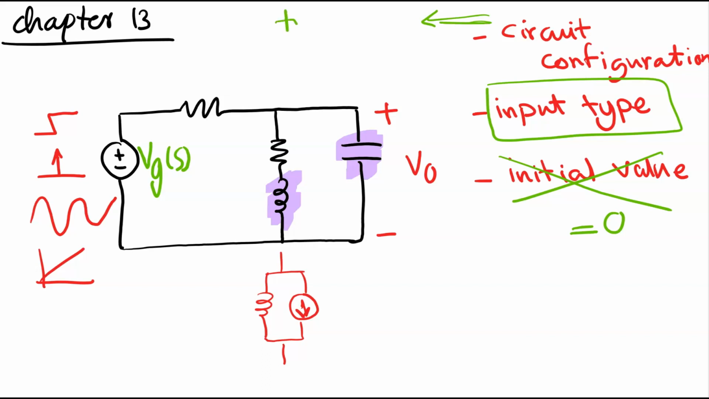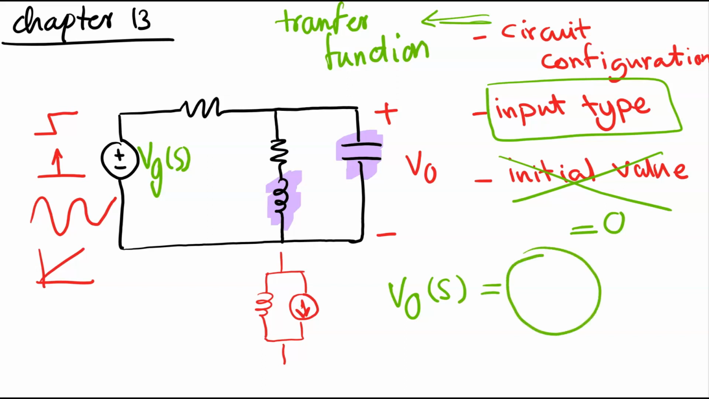So this is a definition of the transfer function. Your transfer function can tell you what your output is, which here is VO of S, in terms of your input, so as something multiplied by your VG of S. Because you're considering your VG in general form, this relationship only describes the effect of your circuit configuration.